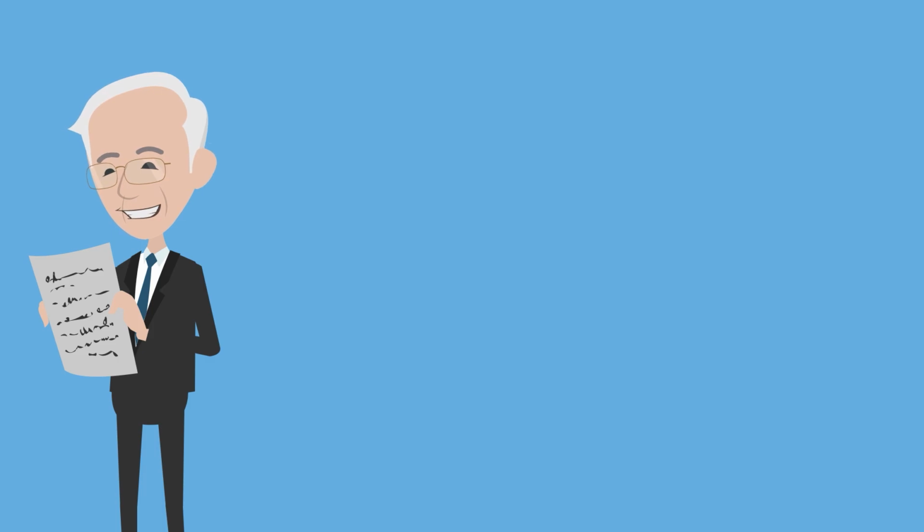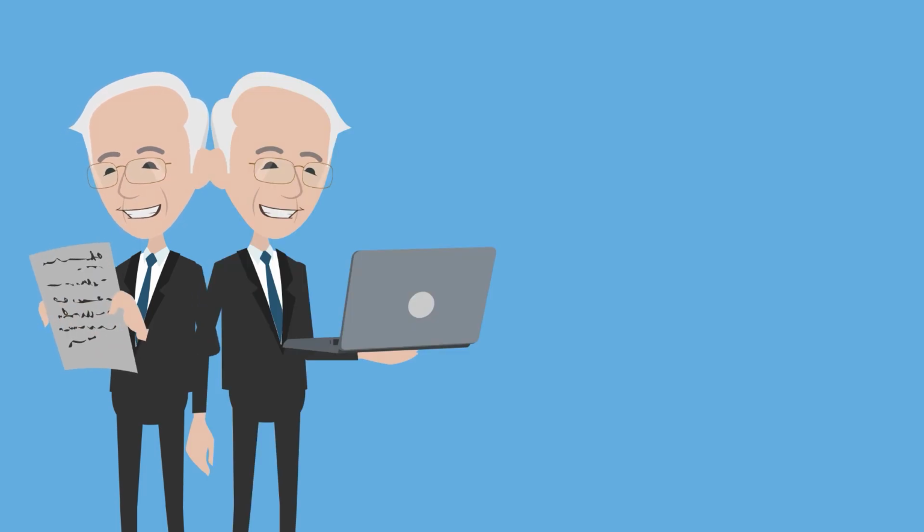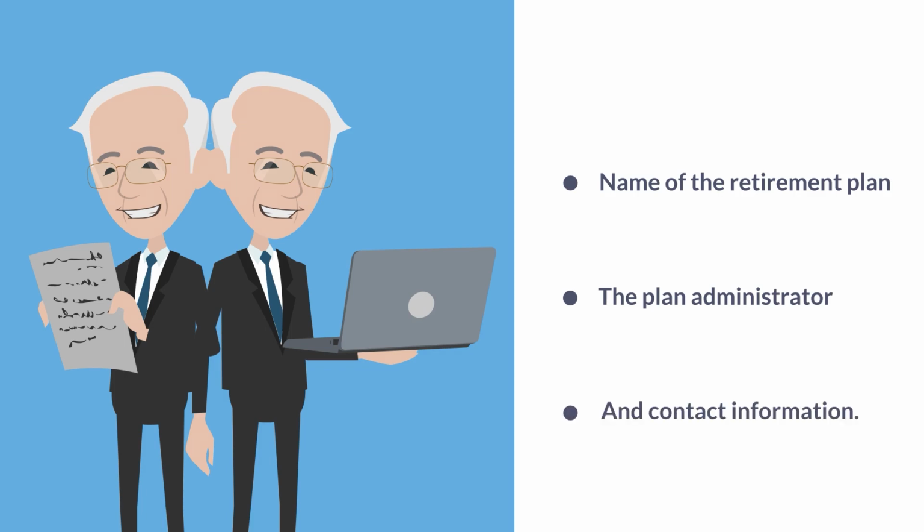If you have old paper statements or digital records from your previous 401k account, these can be valuable resources. Look for any statements that include the name of the retirement plan, the plan administrator, and contact information. These statements might have been mailed to you or could be available through your online account if you had one.